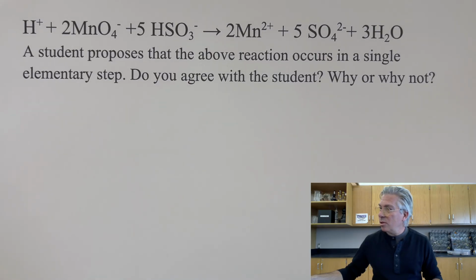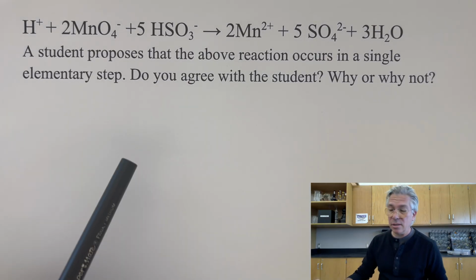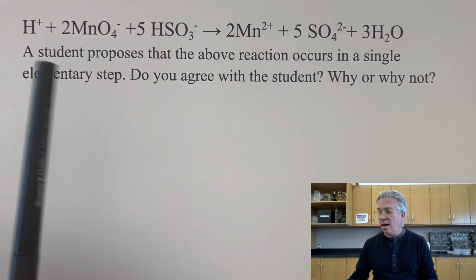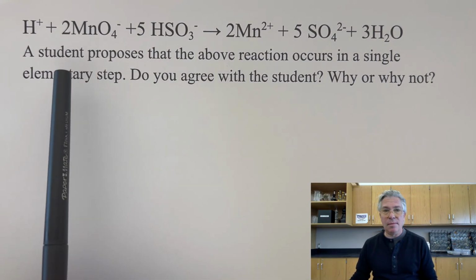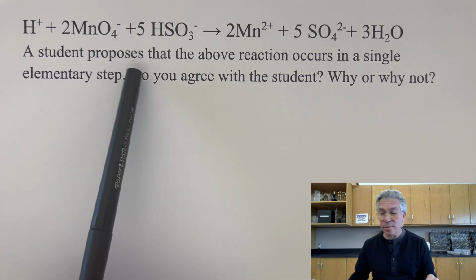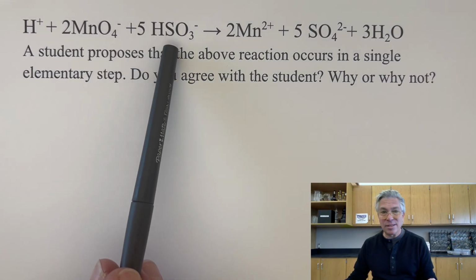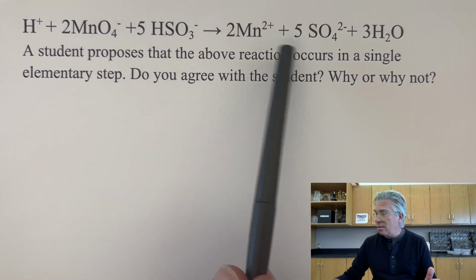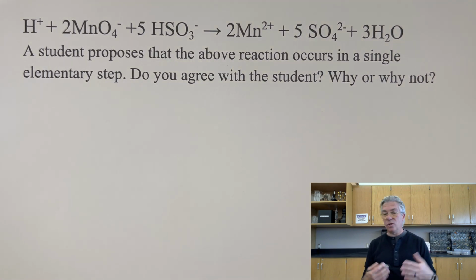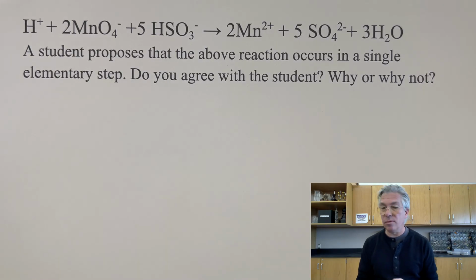This is very similar to an AP Chem FRQ question that I've seen over the years a bunch of times. I just picked a complicated redox reaction. I'm thinking in particular of a couple of FRQs that have similar reactions. Here's the reaction: 2 permanganates and 5 bisulfites and a hydrogen react to make these products over here. A student proposes that the above reaction occurs in a single step. Do you agree with the student? Why or why not? You want to be careful when you get to a question like this, where you're being asked about whether it's one step or not. Take a moment, pause the video, and see what you would formulate as your response.